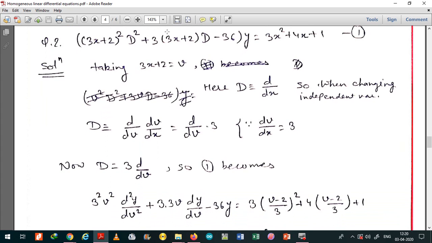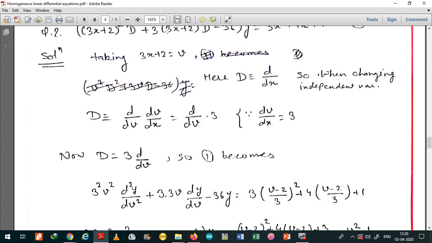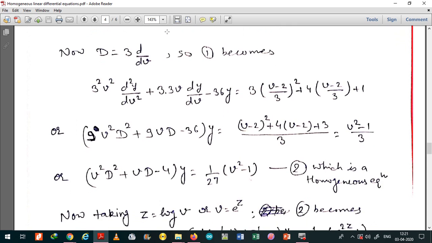So using this transformation 3x + 2 = v, our problem converts into 3^2 v^2 d^2y/dv^2 + 9v (3 v) dy/dv - 36y = (3v - 2)/3 squared + 4 (v - 2)/3 + 1, or it can be written as given in equation number 2: v^2 D^2 + vD - 4y = (1/27)(v^2 - 1). Here equation 2 is a standard homogeneous equation. In the first term, the index of v is just similar to the order of derivative, which is 2. In the second term, the index of v is exactly the same as the order of derivative, which is 1.